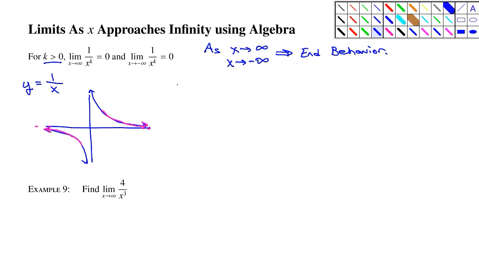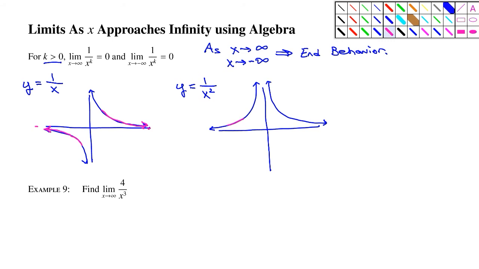Well then, what about y is equal to 1 over x squared? Well, 1 over x squared looks something like this. And so still, as x goes to negative infinity, it gets closer to 0. As x goes to positive infinity, it gets closer to 0 as well. So basically what's happening is that as the x's go to infinity, then x to the k power goes to infinity as well.